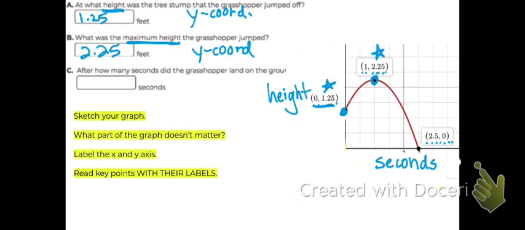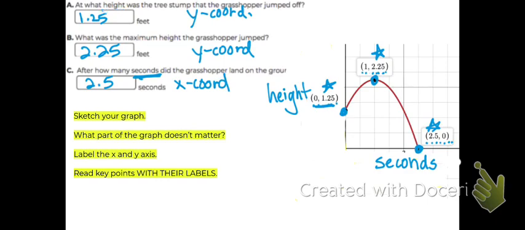If it asked me, and that's what they're doing in step C, after how many seconds, that's my x coordinate, did the grasshopper land on the ground? So it landed, so its height is 0 inches off the ground. It would be this one. And it's asking me for seconds, so it would be my x coordinate.